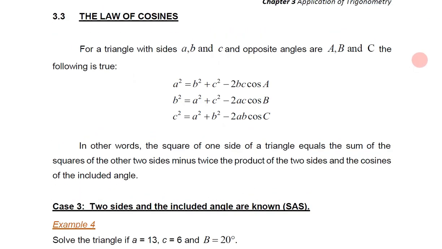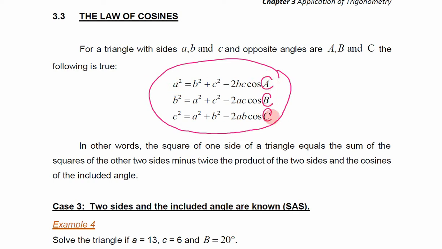Okay, for case 1 and case 2, you use the law of sine. For case 3 and 4, we will use the law of cosine. For the law of cosine, you don't need to remember it, but if you remember, it's good. So we will use this as your law of cosine. The capital letter is the angle, and the small letter is the length of the side.